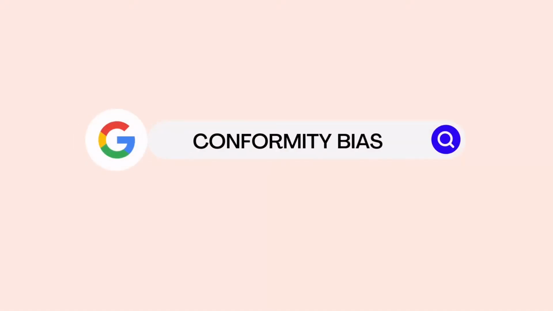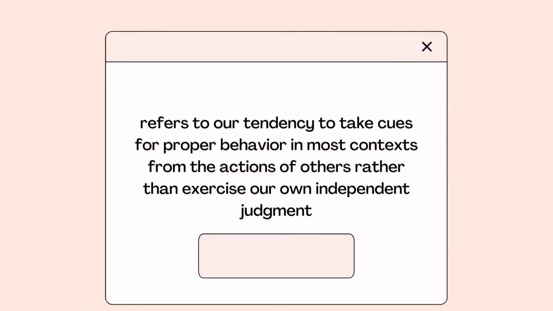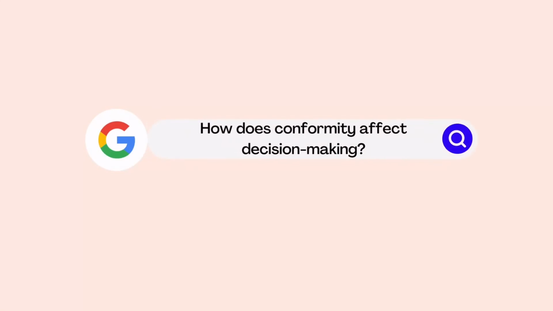What is conformity bias? Conformity bias refers to our tendency to take cues for proper behavior in most contexts from the actions of others rather than exercise our own independent judgment. So, how does conformity affect decision making?